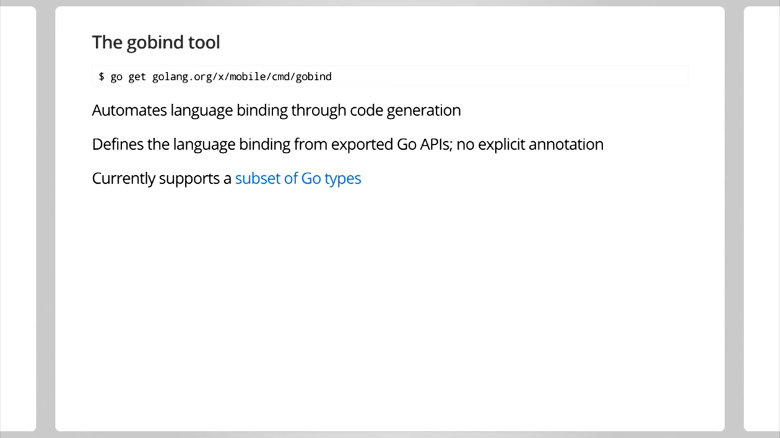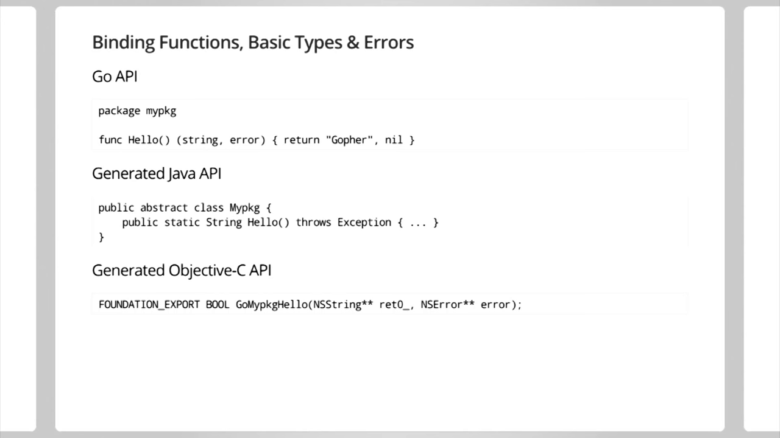But there is one caveat. Currently, we don't support all possible Go types. We support only a subset of Go types. So when you design the Go API for this use, you have to think and see the list of supported types. But we plan to expand the list of supported types, so stay tuned. Let's see what is currently supported. Currently, we support the basic types, error bindings, and functions that use basic types and errors in their API. I have a Go package, mypackage, that defines a hello function that returns a string and error type.